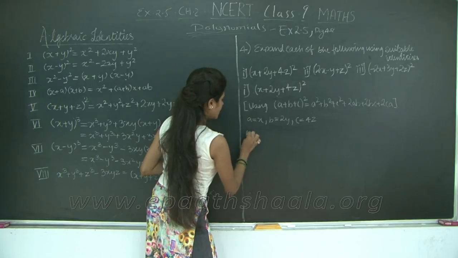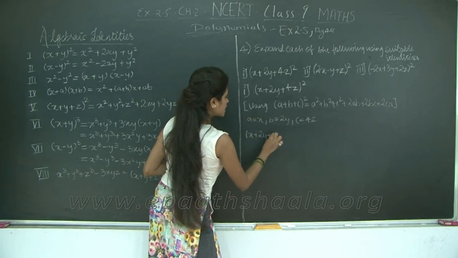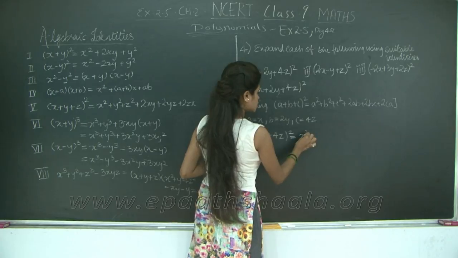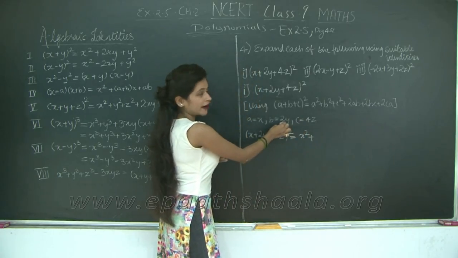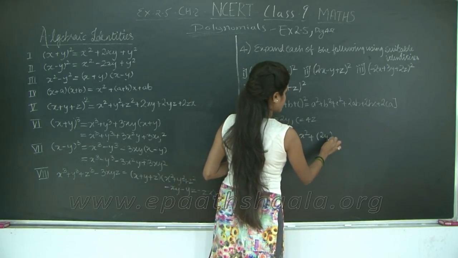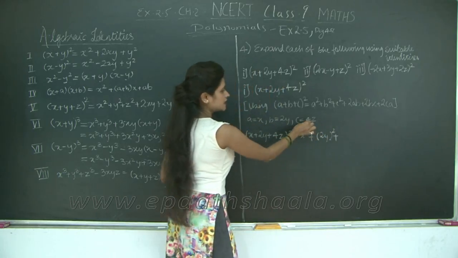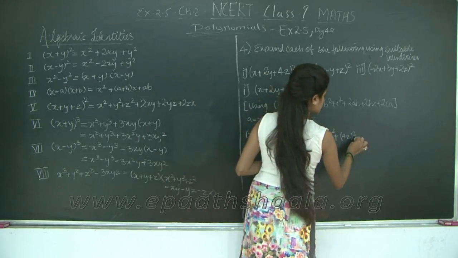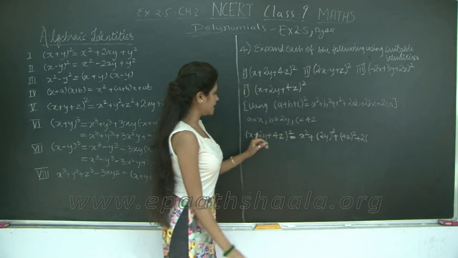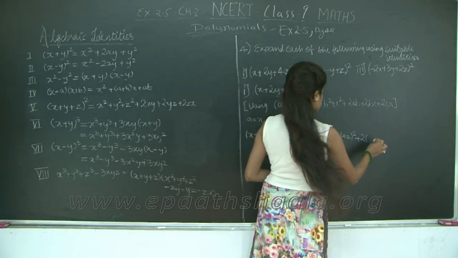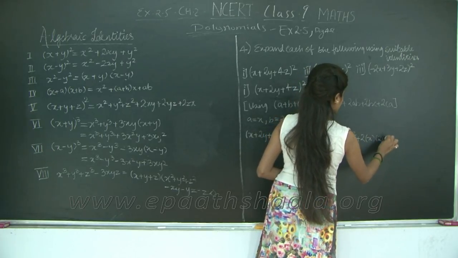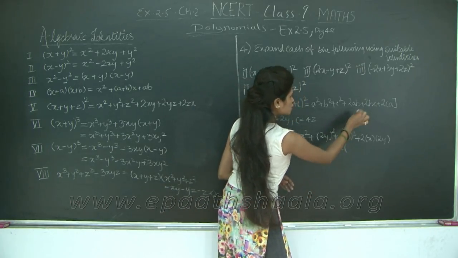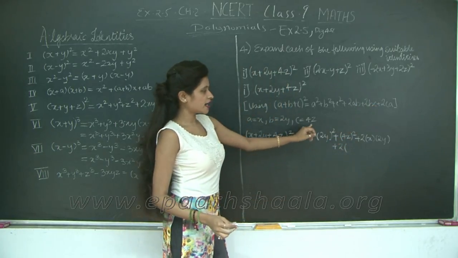So therefore I have x plus 2y plus 4z the whole square is equal to a square, which is x square, then I have b square, so b square is 2y the whole square, plus c square, c is 4z, so 4z the whole square, right, plus 2 into a into b. So my a is x and b is 2y, so 2 into x into 2y. I'll just continue down because I do not have much space, okay, plus 2 into b into c, so 2 into 2y into 4z, right?